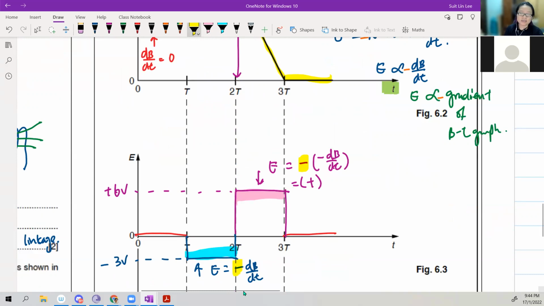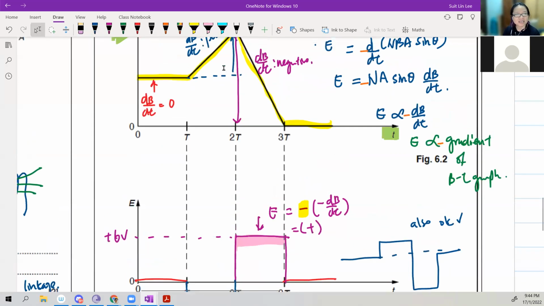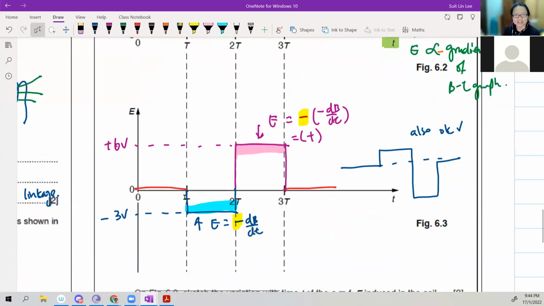Okay. CIE, generally, they are not strict. So if you draw your graph like this, positive, negative, also okay. You won't lose marks. But the correct one is negative then positive. Because you want to oppose the change. Here, the flux increases. You want to fight the increase, so you make negative.